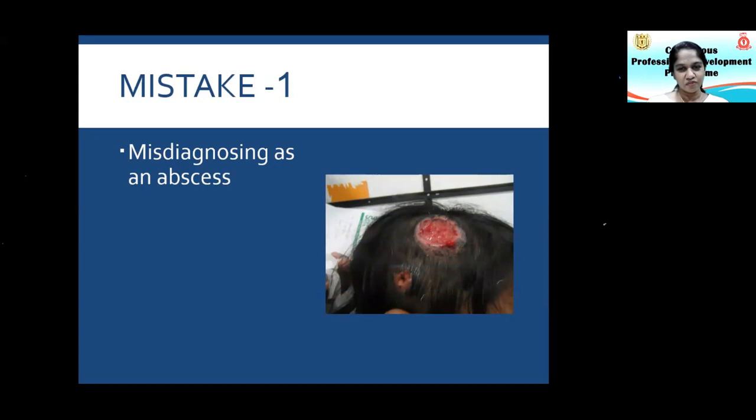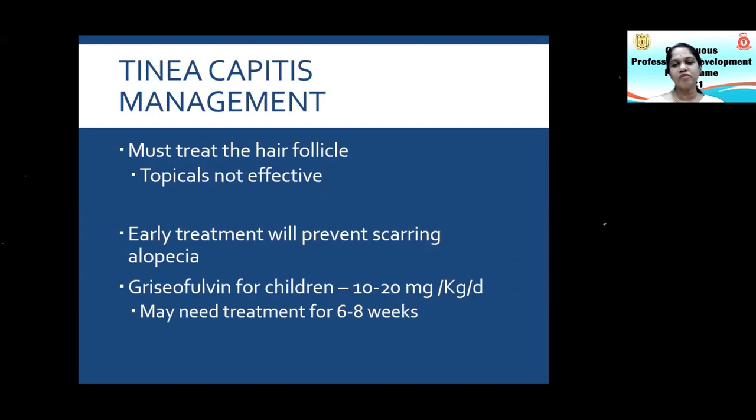The treatment is that topicals are not effective because we have to treat the hair follicle, which is deep. So we have to treat with oral antifungals. It is important to detect this early, because kerion can end up with scarring alopecia. So early treatment will prevent scarring alopecia from occurring. And when it comes to tinea capitis, rifampicin is recommended, I mean, the drug of choice, and the dose is 10 to 20 milligram per kg per day. We might have to treat this for a period of 6 to 8 weeks.